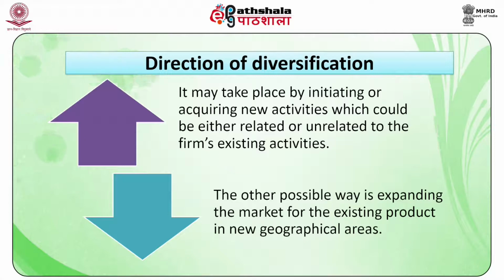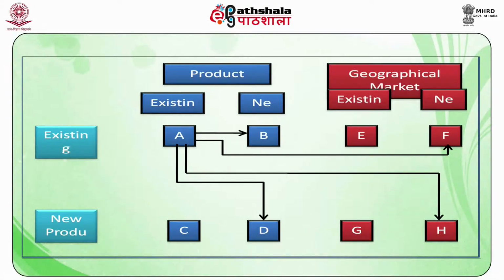Diversification of the firms takes place in two possible ways. It may take place by initiating or acquiring new activities, which could be either related or unrelated to the firm's existing activities. The other possible way is expanding the market for the existing product in new geographical areas. This has been illustrated in figure 1.